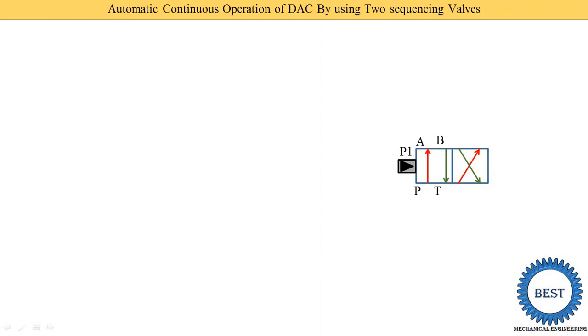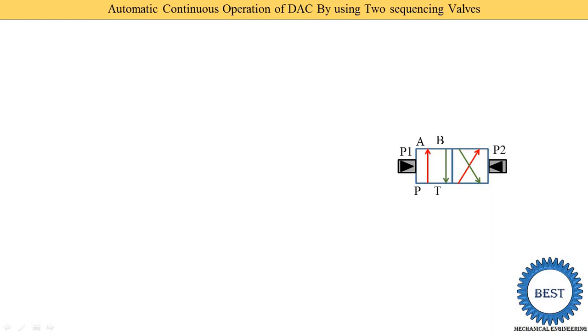It is pilot operated, which means some oil comes out from the sequencing valve. This is supplied to the directional control valve, and due to that the directional control valve is operated. It is called the pilot. Pilot is also known as the drain. Drain means taking some quantity of oil from one place and supplying it to another. It is called the pilot or drain. So oil is taken from the sequencing valve, called the drain, and then it is further supplied to the directional control valve to change its position.